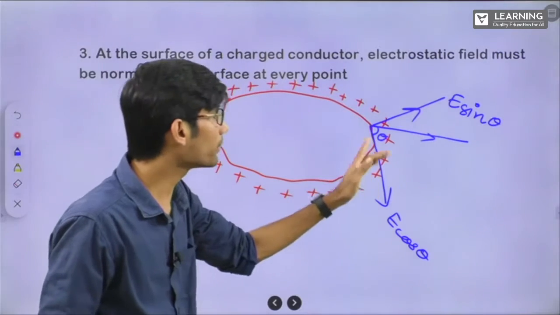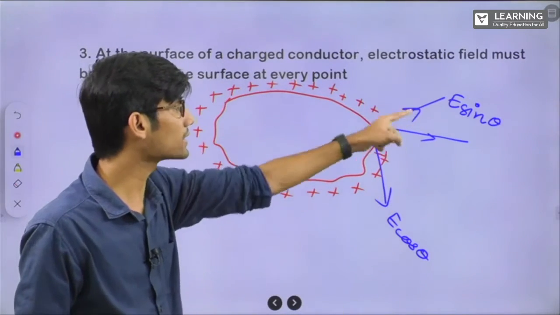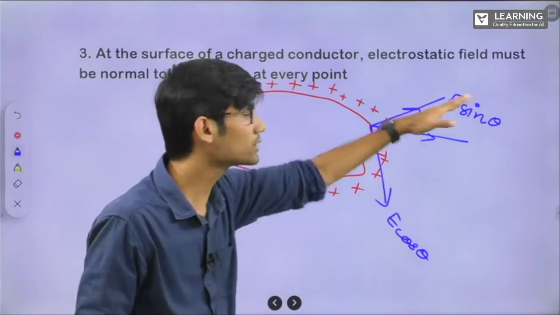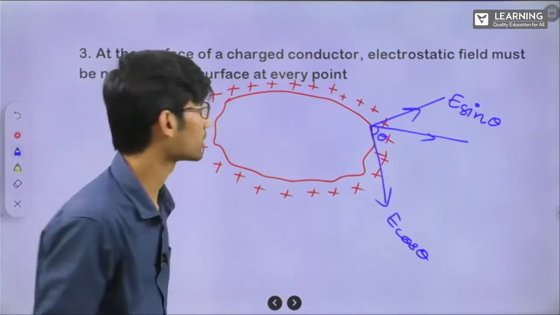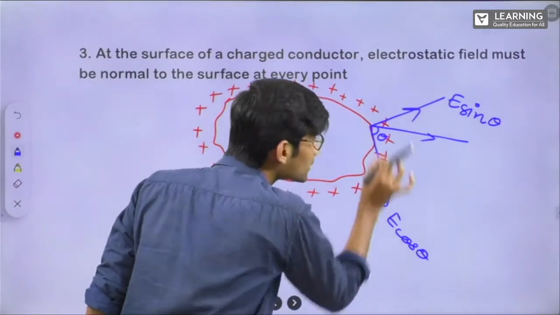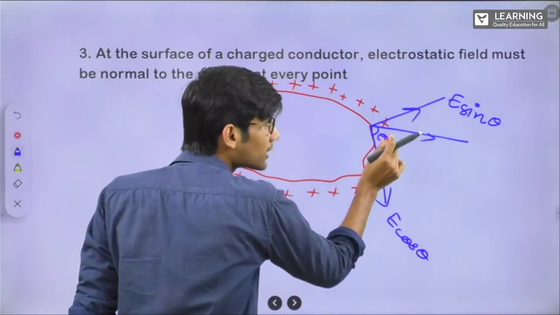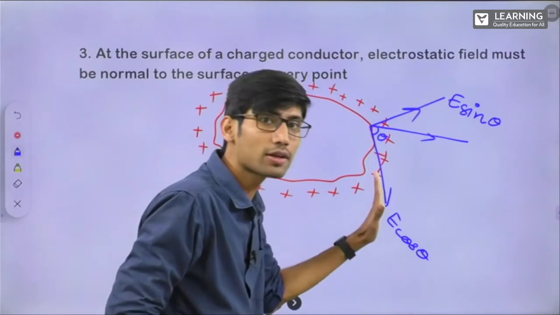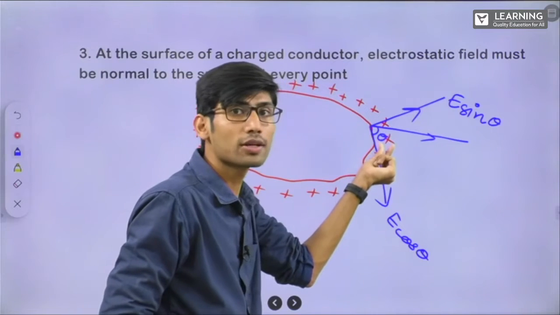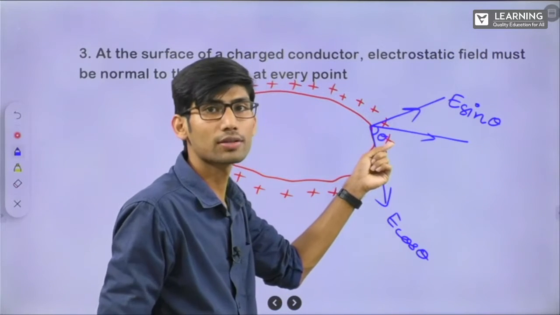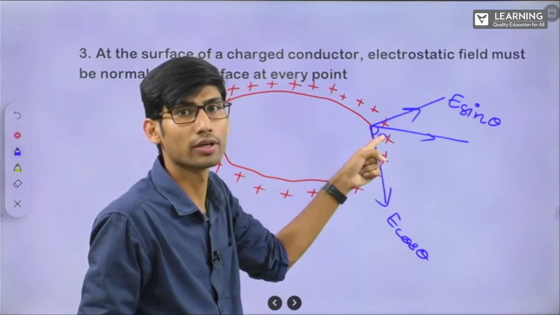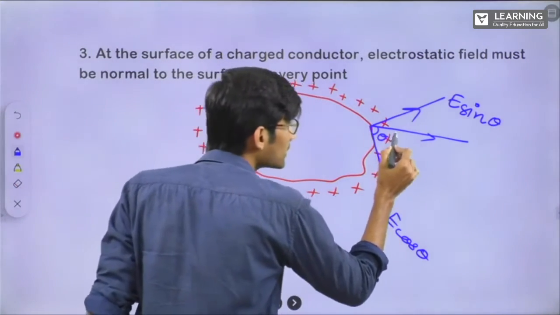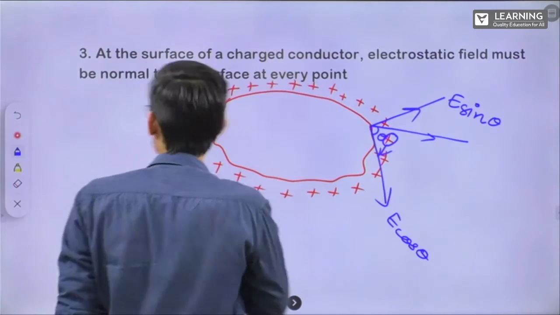E cos theta is the component which is along the surface. E sin theta is the component which is perpendicular to the surface. Now see, since this is along the surface, there is one more positive charge beside this, right? This charge is also on the surface. This electric field is due to a positive charge only, so it will repel this charge. Because of this repulsion, this charge will start moving to this side, correct?